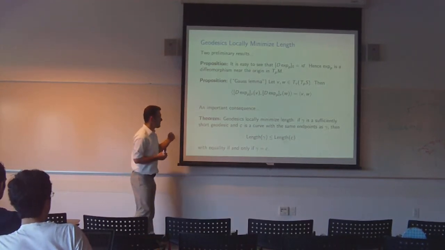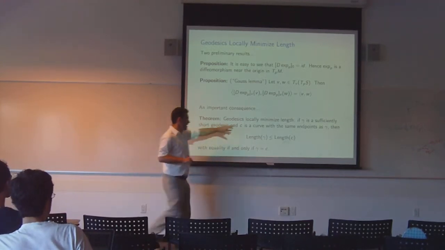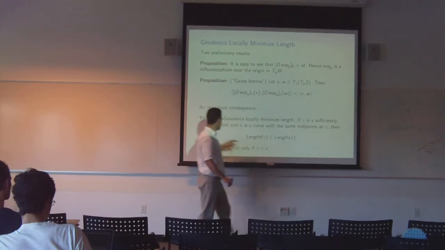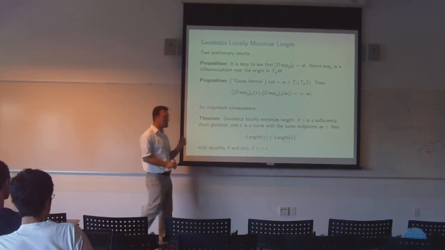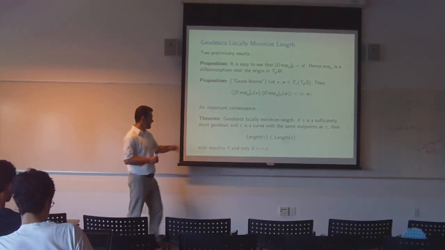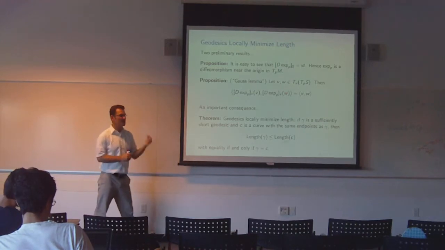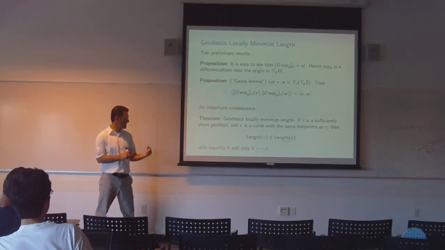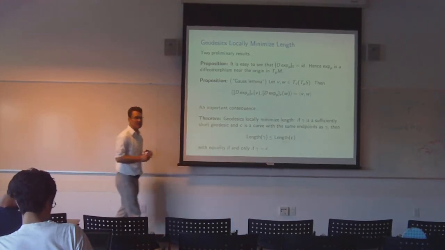So how do you prove that? Well, how do you phrase that? I want to say, if gamma is a sufficiently small geodesic, and C is a curve that has the same endpoints as gamma, then the length of gamma has to be shorter than the length of C, which means gamma is always the length minimizing object. And the only time you ever get equality is if gamma and C are in fact the same curve.